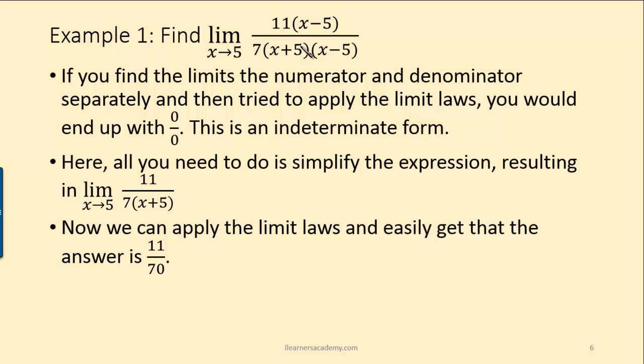Well, in this case, we can see that we can simplify this. Simply dividing x minus 5 by x minus 5, as these are common factors, we get this new limit. The limit as x approaches 5 of 11 over this expression. Of course, this is easy to solve now. As x approaches 5, this whole thing approaches 11 over 70. So this is very easy.